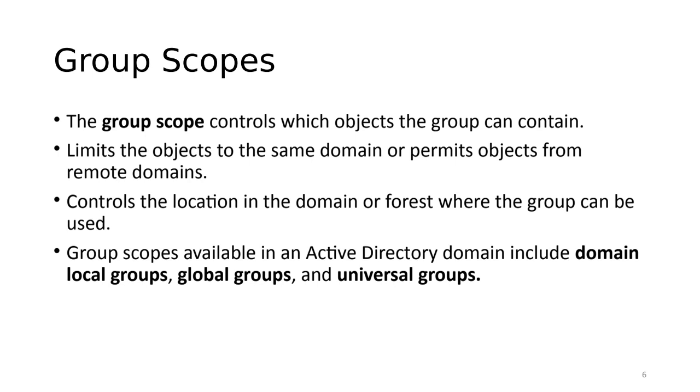Group scopes: what they cover, where they are. Scope means range. It controls which objects the group can contain, limits the objects to the same domain, or permits objects from remote domains. This is all done by the scope. It controls the location in the domain or forest where the group is used or can be used.